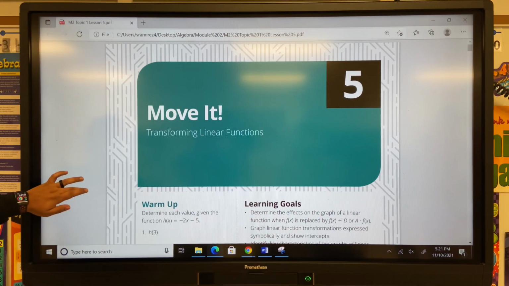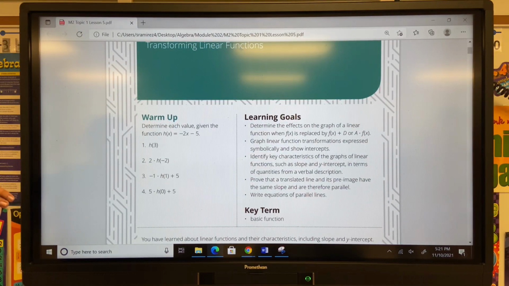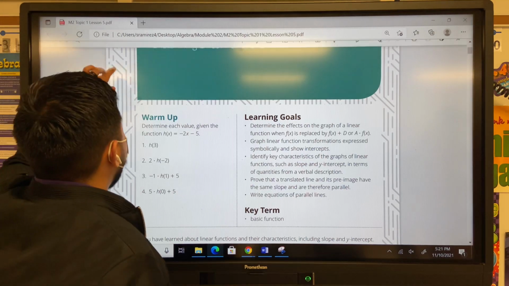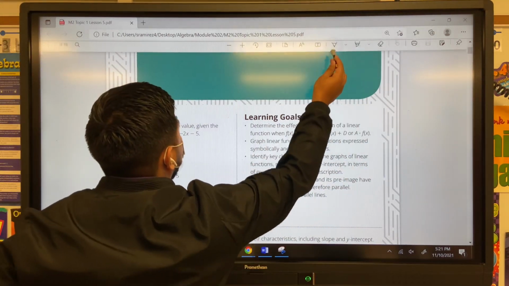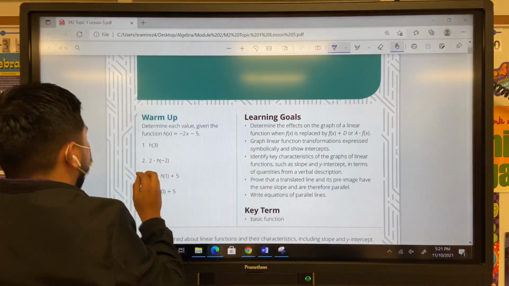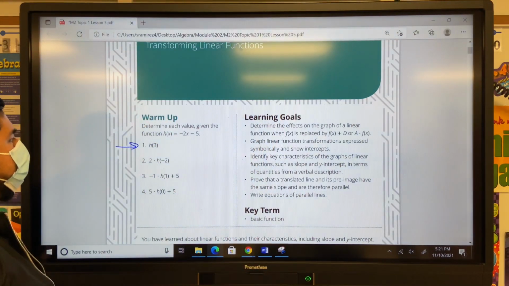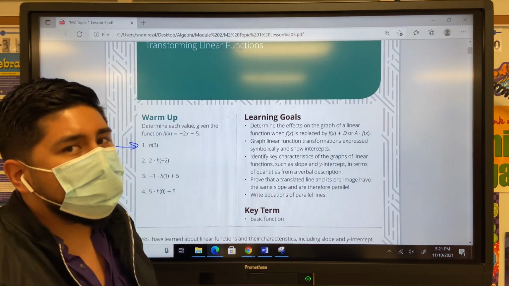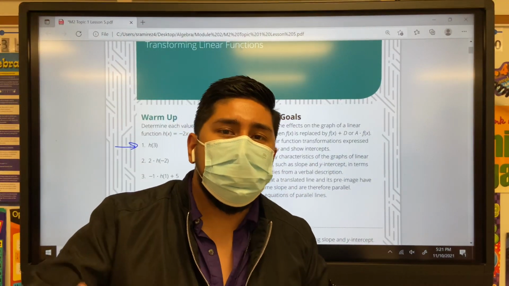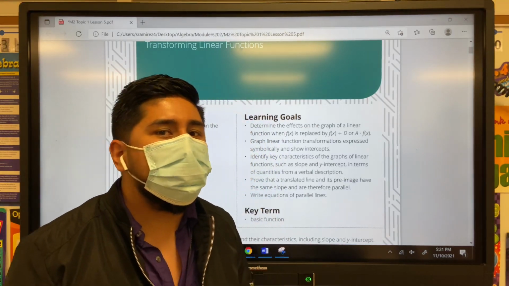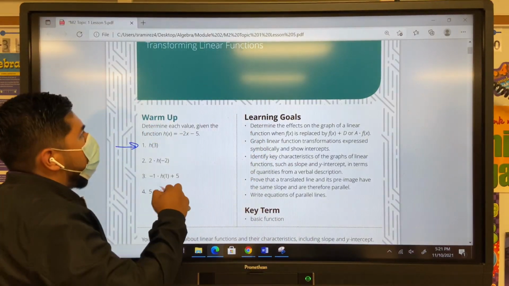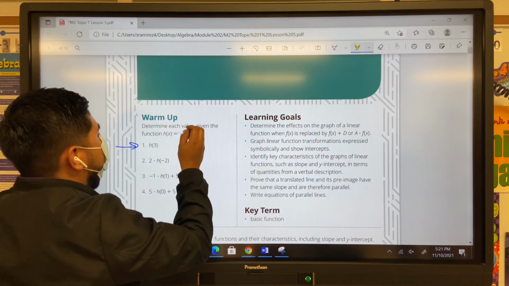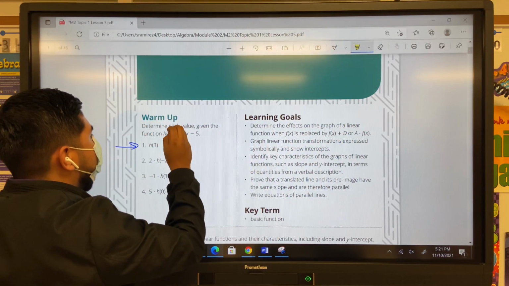Transforming linear functions. Before we do that, let's go over this warm-up. Looking at this warm-up, all our classes should be able to do it, as we talked about in our little meeting, because this is on our math here. This is our repetition of substituting. We should be getting used to substituting some numbers into the equation right there. Let me highlight it. If you have an extra sheet of paper, I would definitely do it.